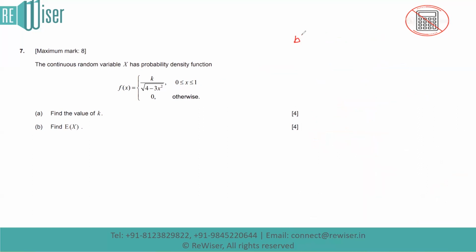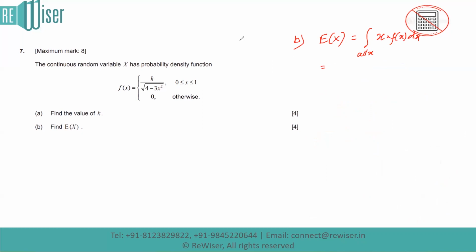Now, for part B, we need to calculate the expected value. Whenever the probability density function is given, we can find the expected value using the formula: for all possible values of x, it's the integral of x times f of x dx.